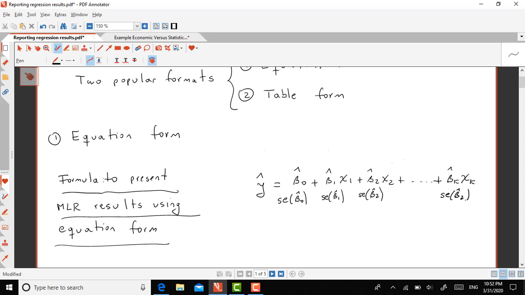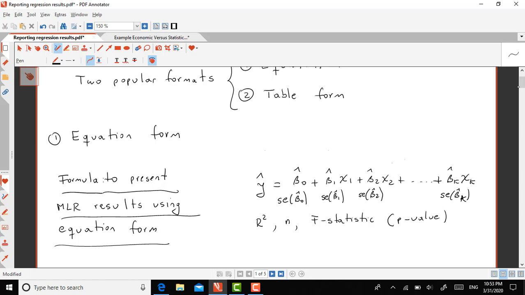In addition to the equation form, we always have to report the value of the R-square, the number of observations, the value of the F statistic, and the corresponding p-value. Okay, so that's the formula to present multiple linear regression results using equation form. Very simple, and again, I think that this is supposed to be K. Sorry, I apologize. And again, it's very simple, and I had used it already in the past.